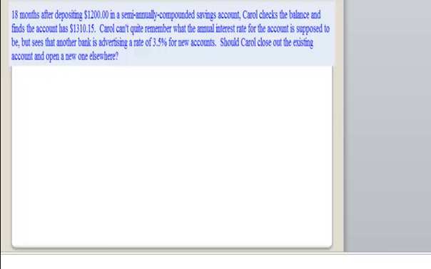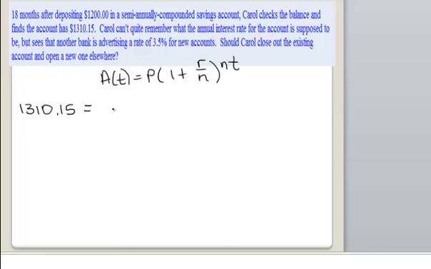Well, we need to help Carol calculate her interest rate. So we use the formula A of t equals P times 1 plus R over N, all to the nt, where we know the A of t is the final amount, the P is the principal or the original amount, the interest rate we don't know, it's compounded semi-annually, that means 2 times a year, and this was after 18 months, so the time will be 1.5 years.